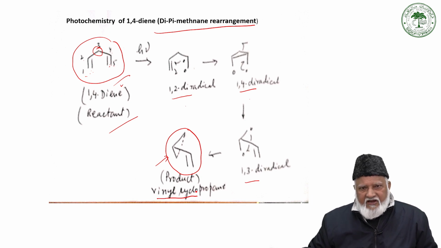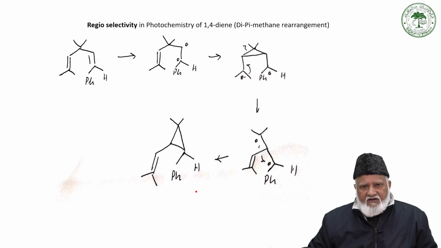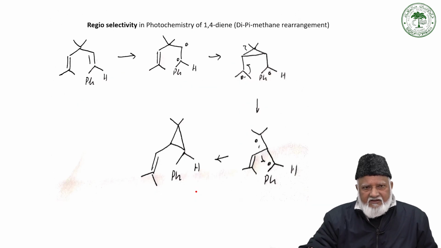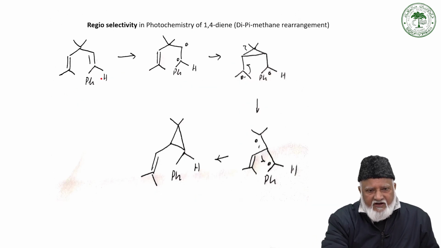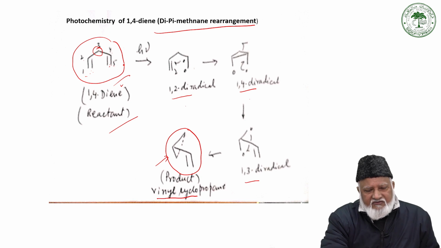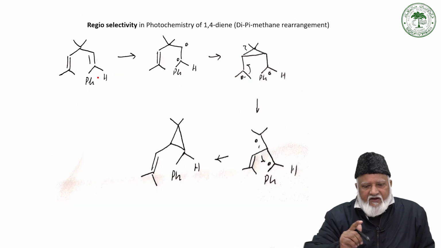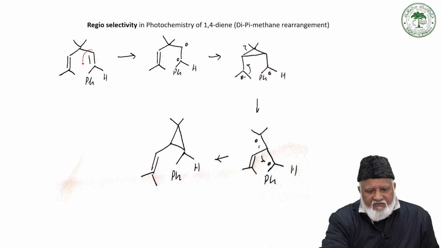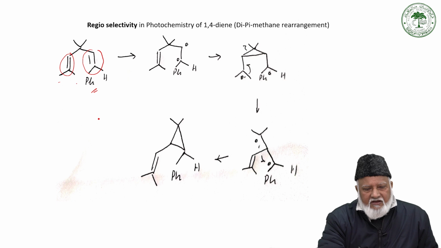This reaction is highly selective in the sense that when the two double bonds are substituted, meaning unsymmetrical, there is a possibility of two products. Here, these two double bonds in the basic skeleton are symmetrical, but when the two double bonds are unsymmetrical, here you have a phenyl group, and these double bonds are substituted by two methyl groups, then two products can form.